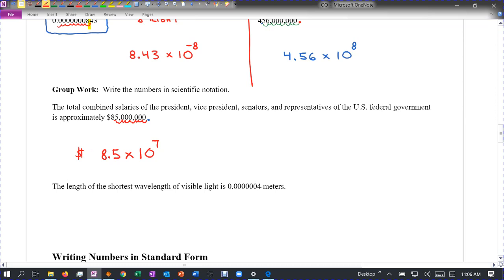All right, the length of the shortest wavelength of visible light is this, in meters. So we're going to move our decimal point to behind the 4. So 1, 2, 3, 4, 5, 6, 7 places to the right. So we're going to have 4 times 10, and we went 7 to the right, so right means negative. So negative 7, 4 times 10 to the negative 7th.